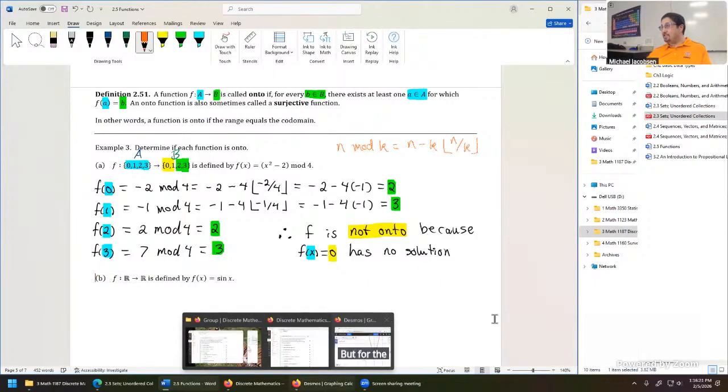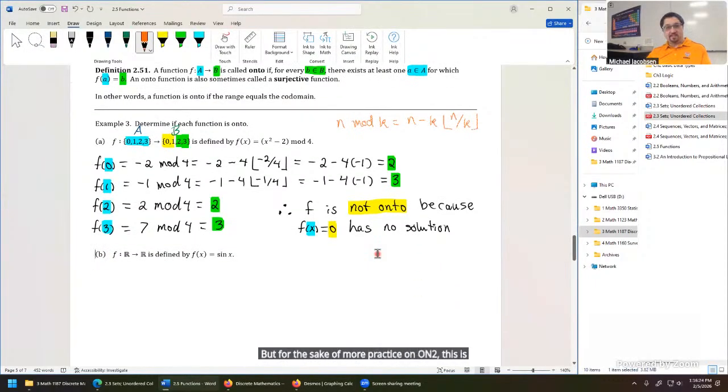But for the sake of more practice on onto, this is not one of those concepts where you want to just spend 5 minutes on. We'll practice out a couple more. Any other questions at the moment?